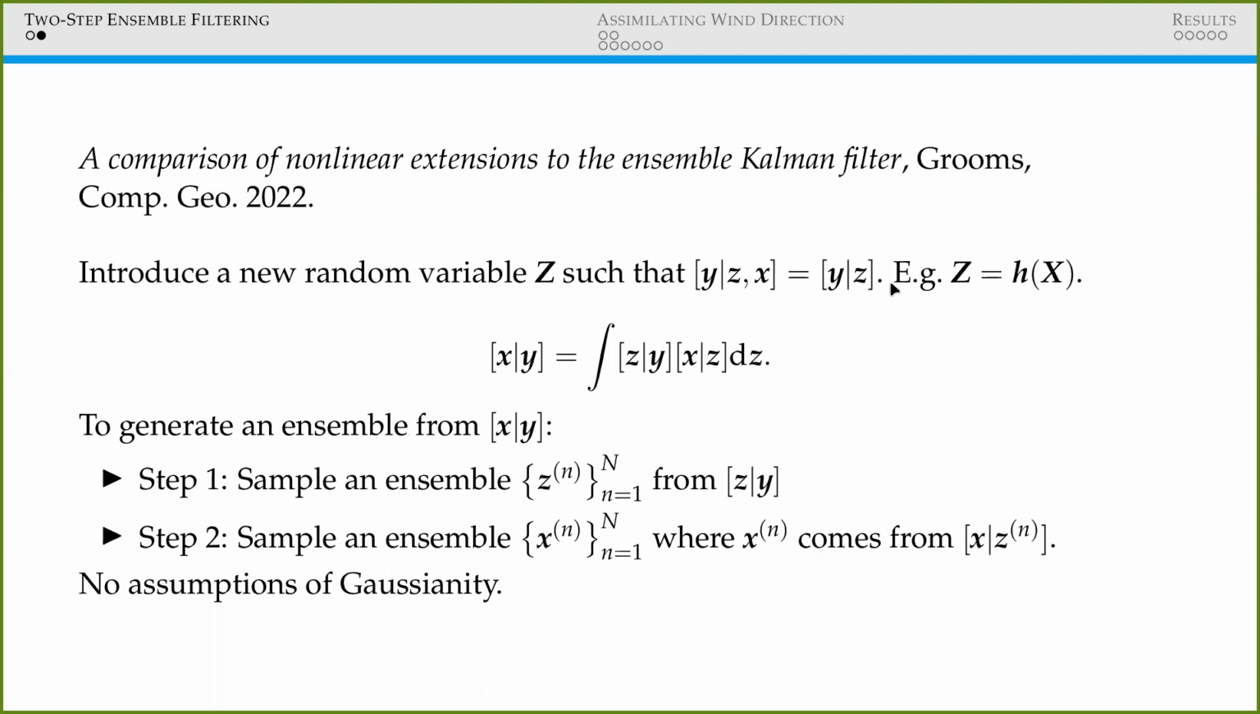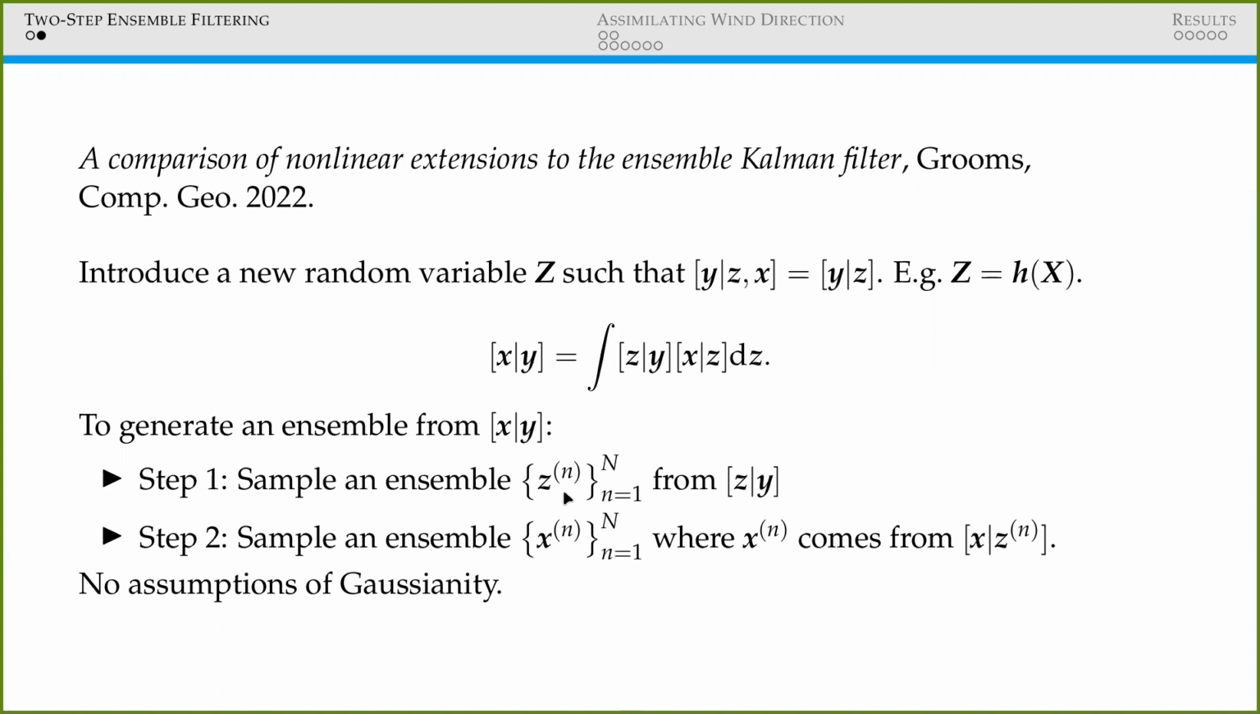Extrapolating this notation backwards in time to Jeff's original paper, in that paper, he would have set z to be h of x, which is to say the observation, but without the addition of any kind of error. You don't have to use z equals h of x in order to get a two-step method. All you need is this property here. Once you have defined a z that has this property, you can then write the Bayesian posterior PDF as an integral, and you can sample from that integral in two steps.